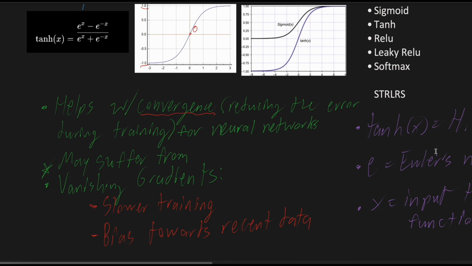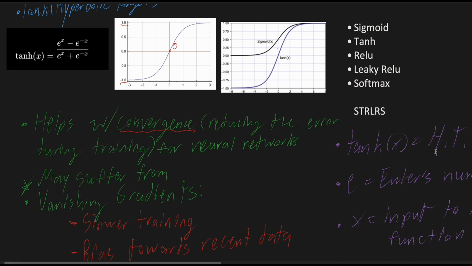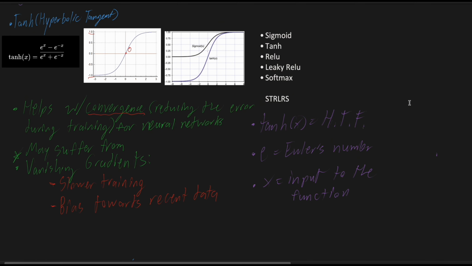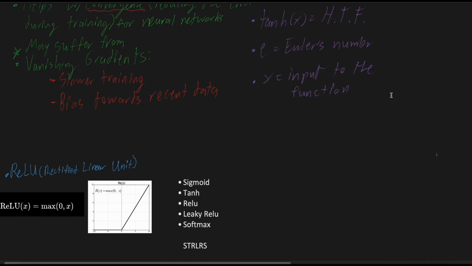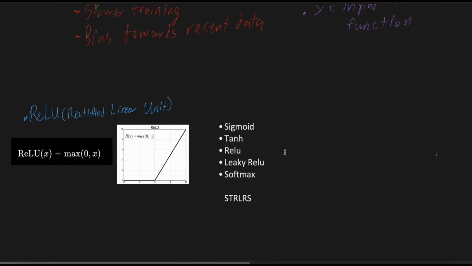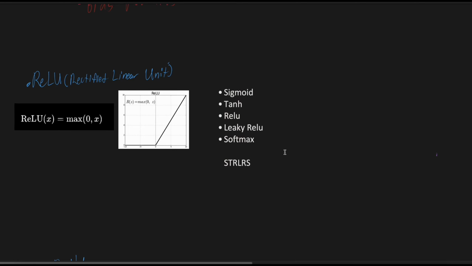And overall, much like the sigmoid function, the tan function operates as a unique way to train neural networks as well. So let me just zoom out of here, and feel free to take a screenshot. And moving over to rectified linear unit.